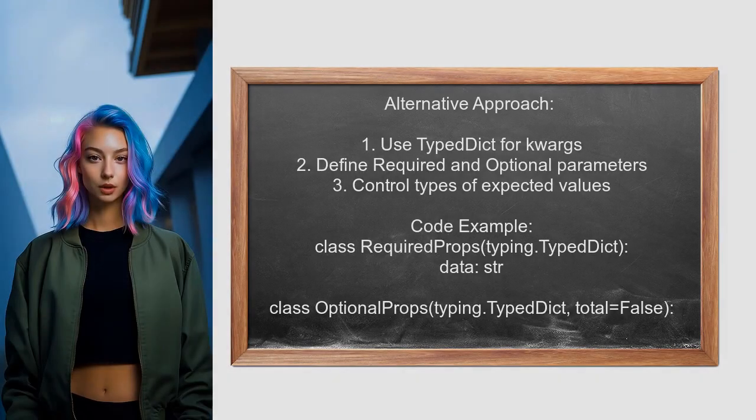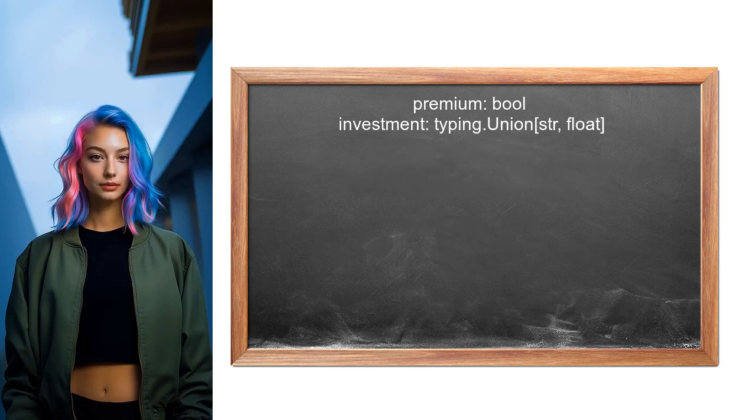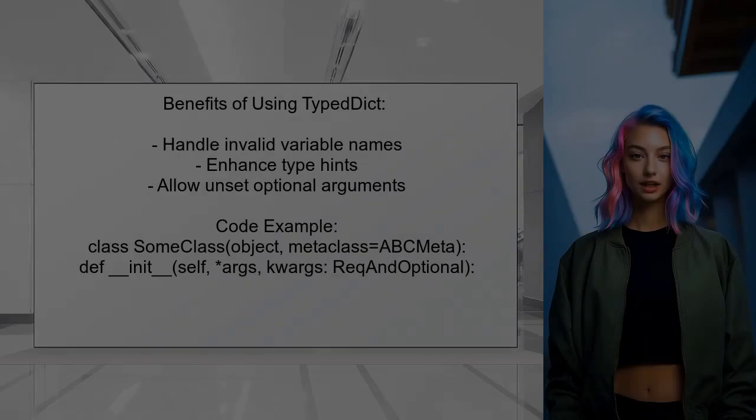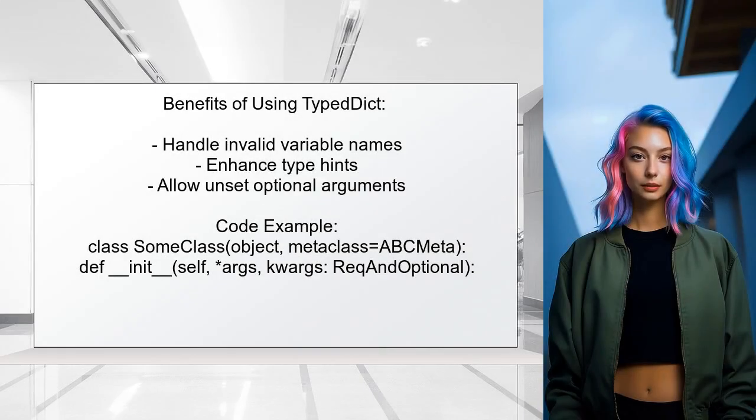An alternative approach suggests using TypedDict to define specific named arguments for kwargs. This allows you to specify required and optional parameters, giving you more control over the types of values expected. By using TypedDict, you can also handle keys that may not be valid Python variable names. This method enhances type hints while allowing for unset optional arguments.